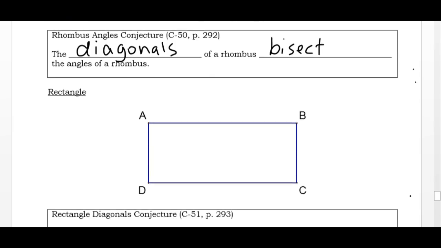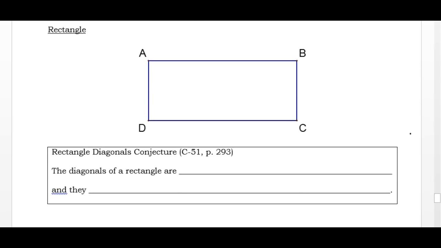Continuing on to the rectangle, my second special parallelogram. Like I said, I already know that it's a parallelogram. I already know that I have four right angles. That's our current definition for rectangle, four right angles. So the diagonals are blank and they blank. Let's add some diagonals and see what happens. Here's one. Here's another. Those are not perpendicular anymore.